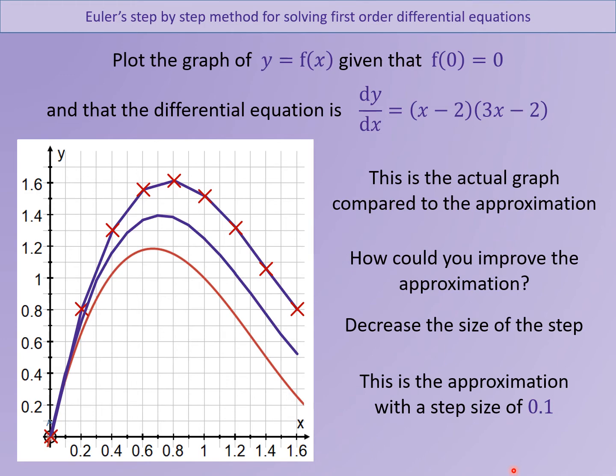And the more you cut the step size down, okay, maybe I could have tried 0.01, then I would have had a very, very good approximation because you're checking the gradient at really, really close points. Okay, it's just going to be too time consuming to be able to do it like that.